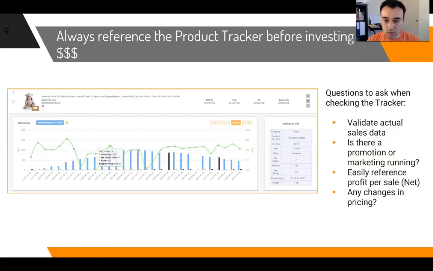Okay, and to wrap it up, we just highly recommend always going to the tracker before you start, before you order a product. Why? Because you really want to validate that the sales data is actually real. Because if you're using the product database or niche hunter or the Chrome extension, we give you an estimate of the sales based on the bestseller rank.